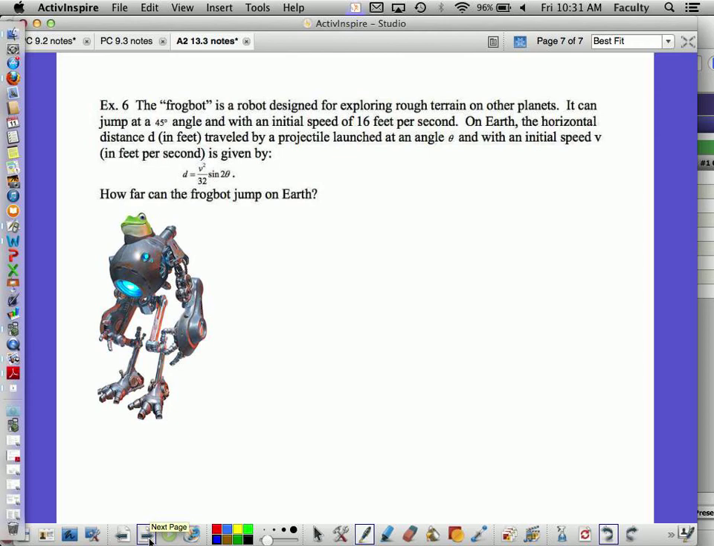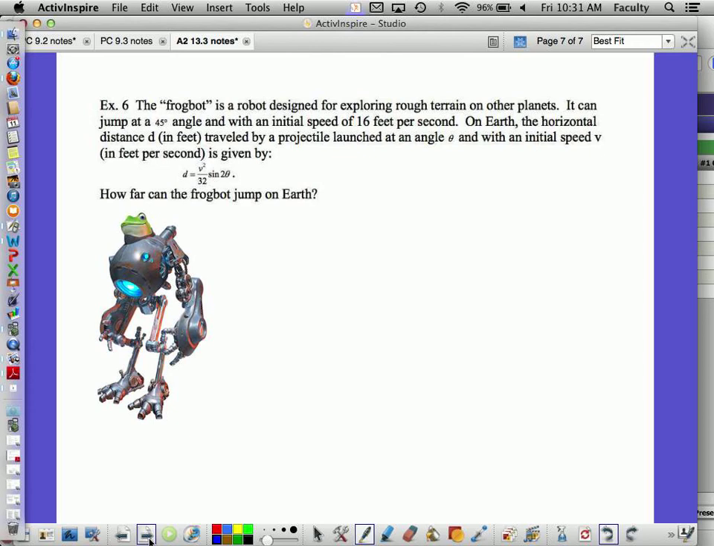Alright, I found this really cool picture. I did an in-service Tuesday, teacher professional development on the Promethean board, so I learned how to put fun pictures in and stuff. So this is called a frog bot.